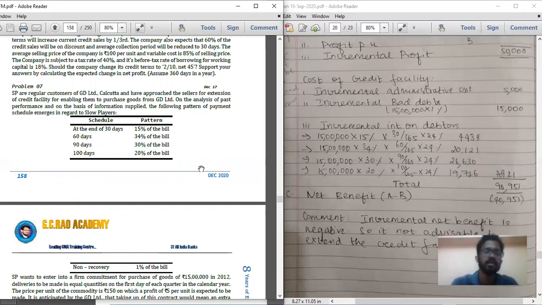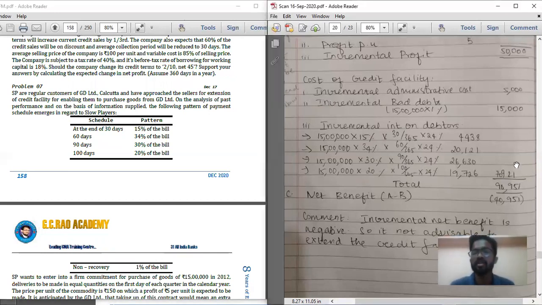On the other side, when 15% of the bill is paid on 30 days, that 15% of the bill will have interest only for 30 days. So why are we calculating in separate lines? For 15% of the bill only 30 days, for 34% of the bill 60 days, for 30% of the bill 90 days, and for 20% of the bill 100 days. And the remaining 1% you are not going to recover. That 1% is actually calculated in the bad debts. So this is the incremental interest on debtors.